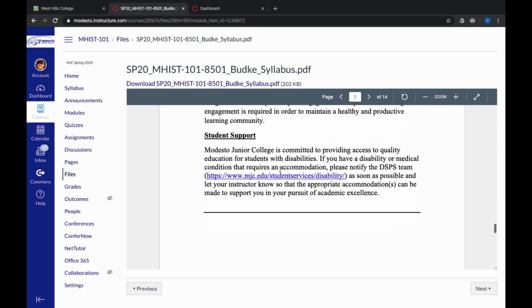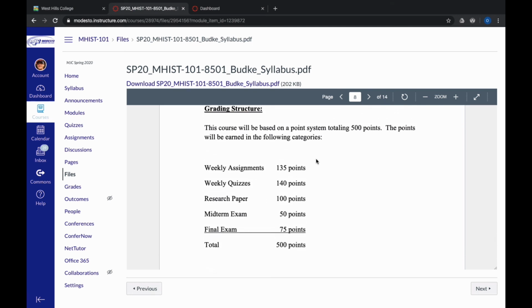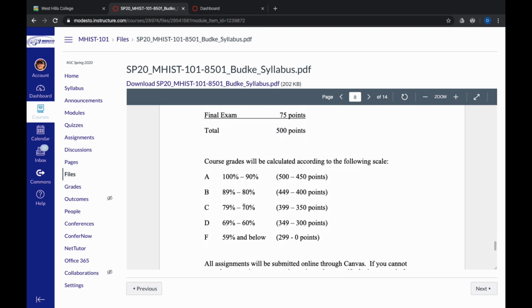All right, skipping ahead, grading structure. Here's how the course is going to break down as far as points. Here's how each category will be weighted essentially in this course, how many points are available throughout this semester in each of these categories: assignments, quizzes, research paper, midterm exam, and final exam. So here's how the point scale essentially breaks out from there.